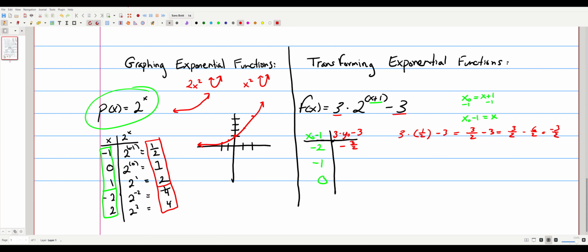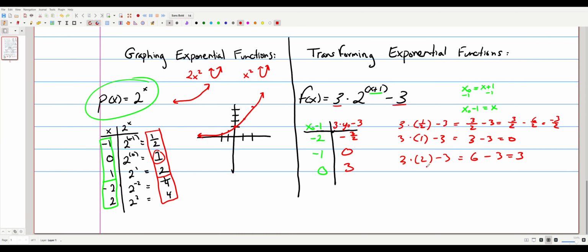And then if we plug in the second one, well, we have 1 here to plug in, so we do 3 times 1 minus 3, which is 3 minus 3, which is 0. So that's a nice point. And then we can plug in the 2, and so we have 3 times 2 minus 3, which is 6 minus 3, which is 3.